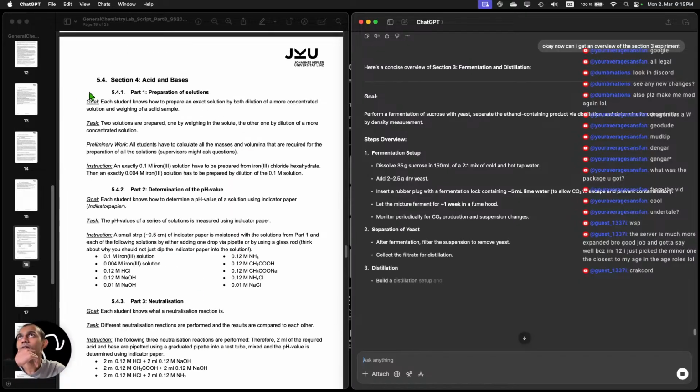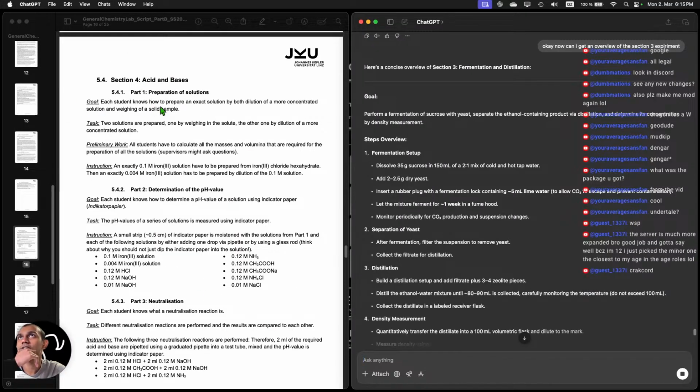What's next? Acids and bases, preparation of solution. Each student knows how to prepare an exact solution by dilution of a more concentrated solution and weighing of a solid sample. Two solutions are prepared, one by weighing in the solute, the other one by dilution of a more concentrated solution. Preliminary work: all students have to calculate all the masses and volumes that are required for the preparation of all the solutions. Supervisors might ask questions.